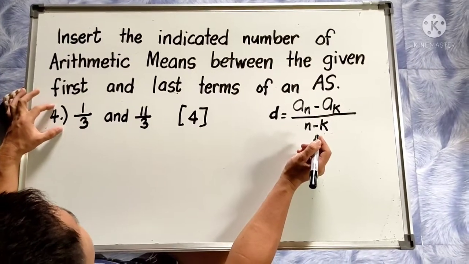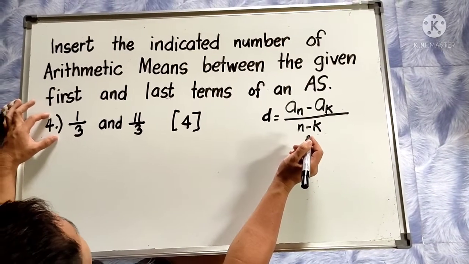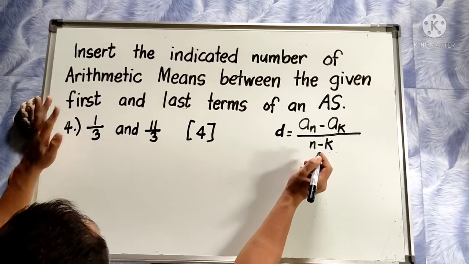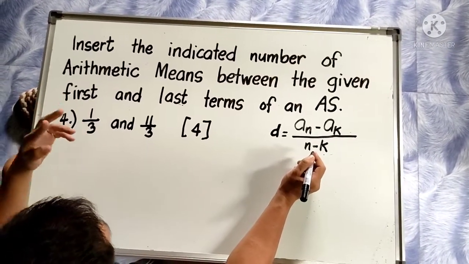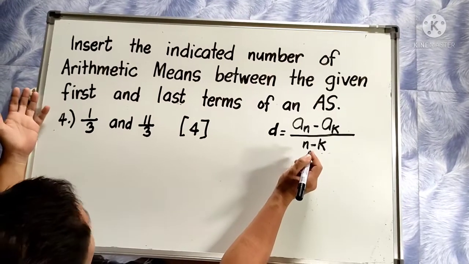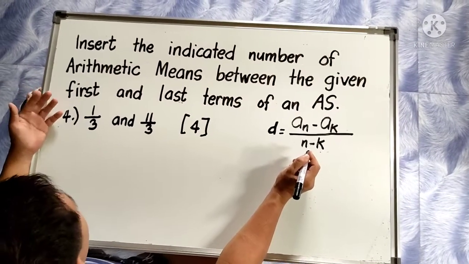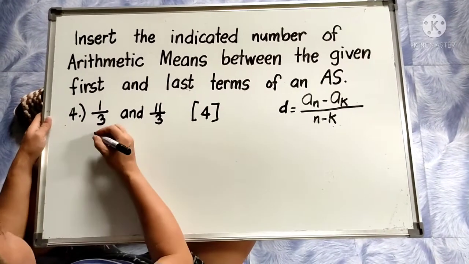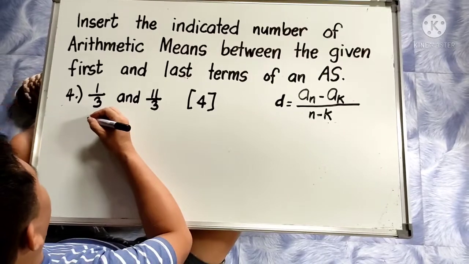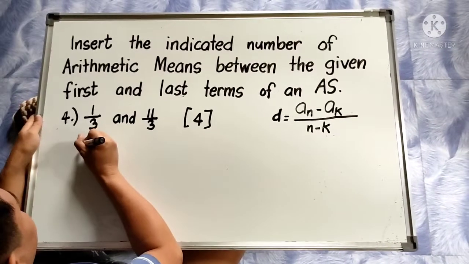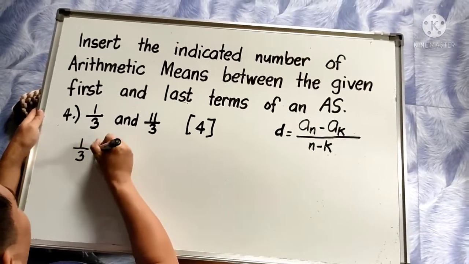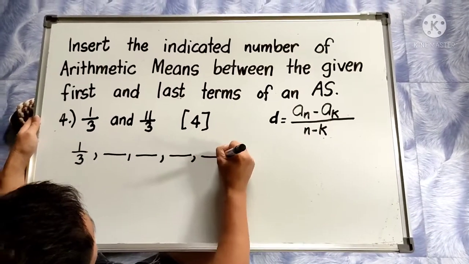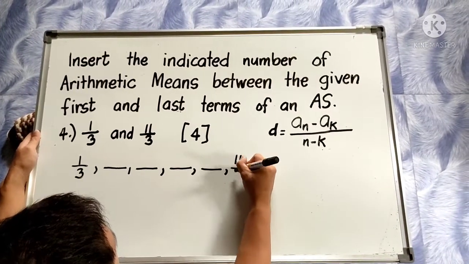Now let's have the fourth example, 1/3 and 11/3. We're going to insert four arithmetic means. So you have noticed that we started from whole numbers, we're going to fractions, because I understand that a lot of you find it hard to manipulate operations involving fractions. That's why I have 2 examples here, the third one and the fourth one. So 1/3, you'll be making 4 blanks for the 4 arithmetic means, and then you will have 11/3.